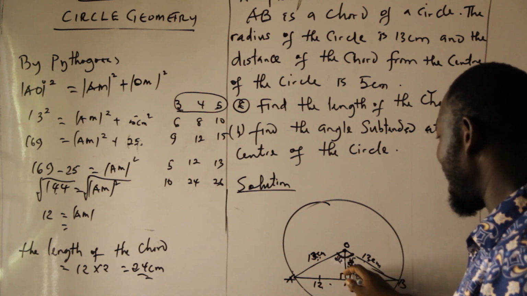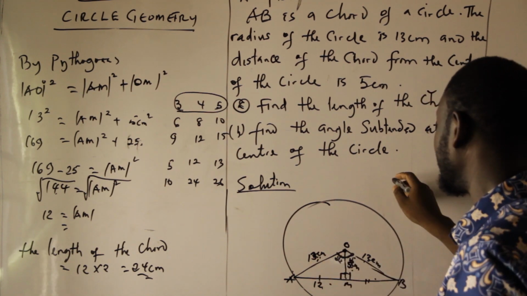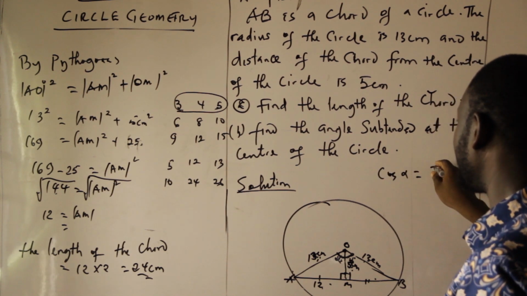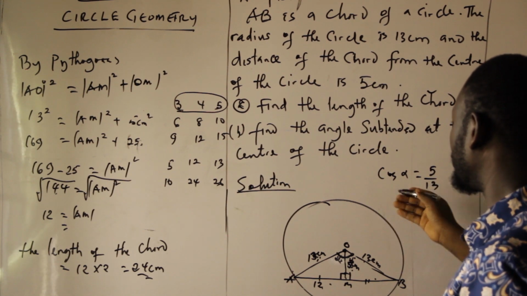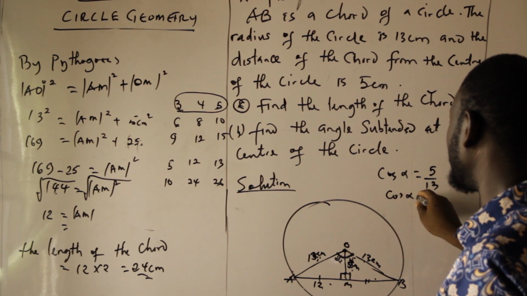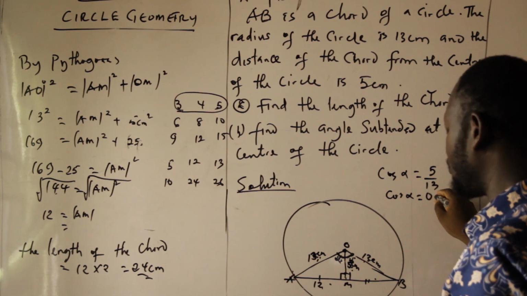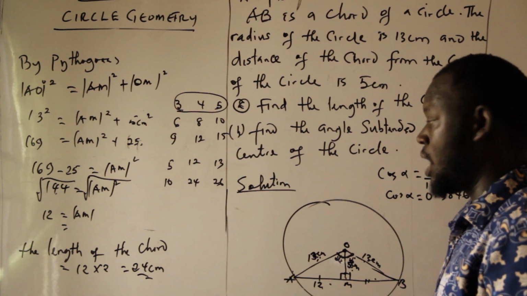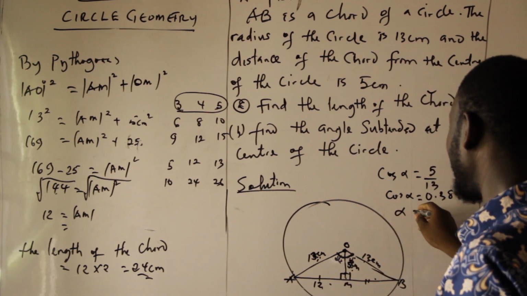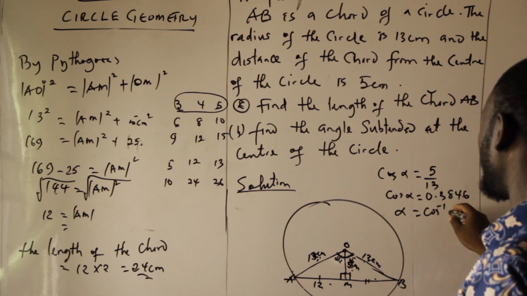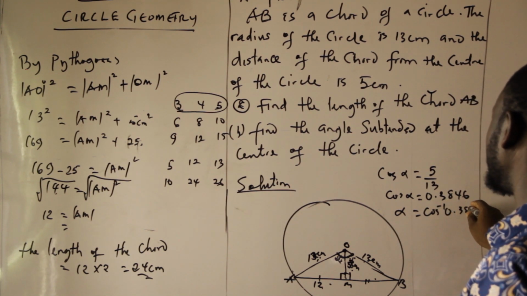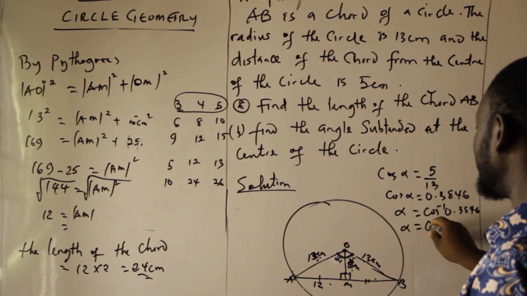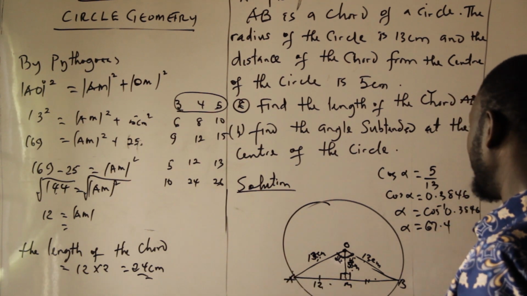From here, I have adjacent against hypotenuse. That is cos. My cos alpha will now be 5 over 13. So I will have cos alpha to be 0.3846 according to calculator. And if you take the arc cos of 0.3846, your value will be 67.4. That was what I got.